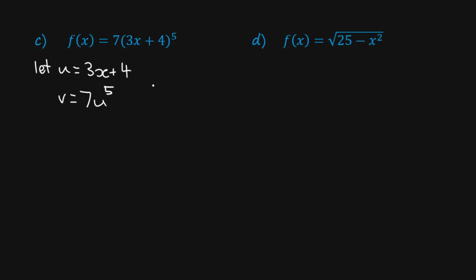Okay, and then I'm going to do this. All right, so I'm going to go like this. It's going to be 3. Okay, so the derivative of u is just 3. And then I find the derivative of v, and that's just going to equal 35, and then u to the power of 4. Okay, so now I just use my chain rule, and I might just quickly rewrite it down here. So it's going to look something like this.